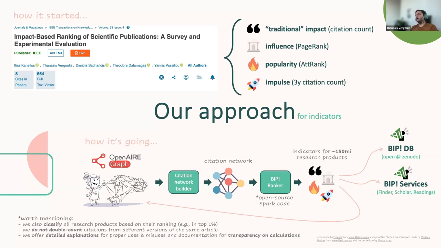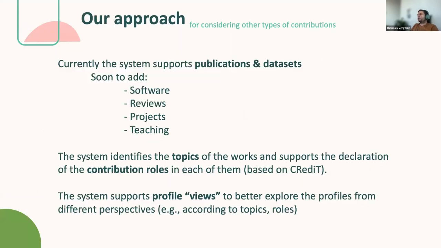And finally, for all the indicators that we are calculating, we offer detailed explanations. We have a particular section on our website that tries to explain not only the semantics of these indicators, but their proper uses, their known misuses, and documentation about how they have been produced and on which data. So more or less, this is how we are trying to alleviate problems with indicators.